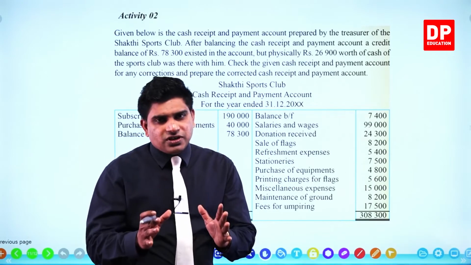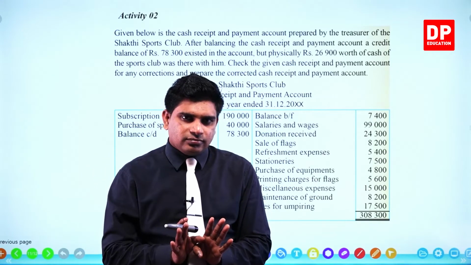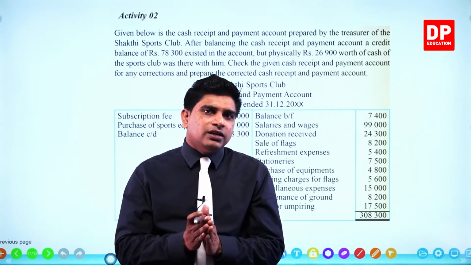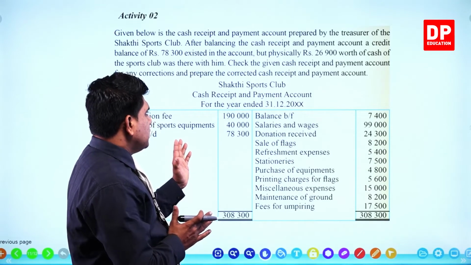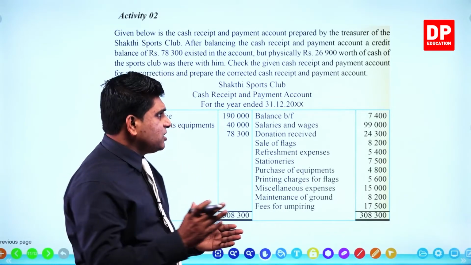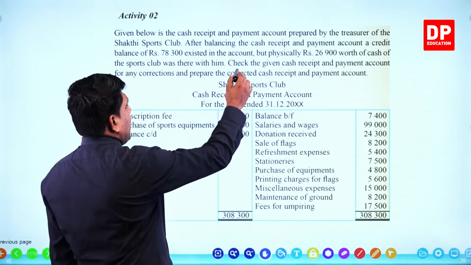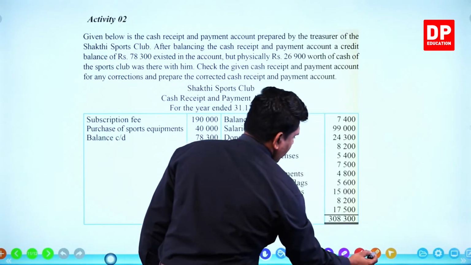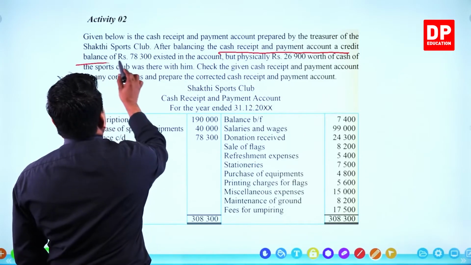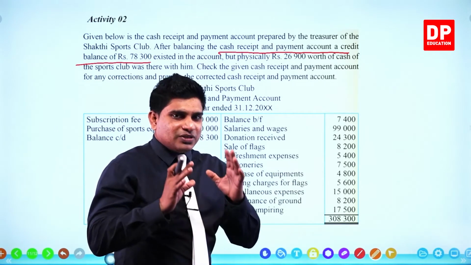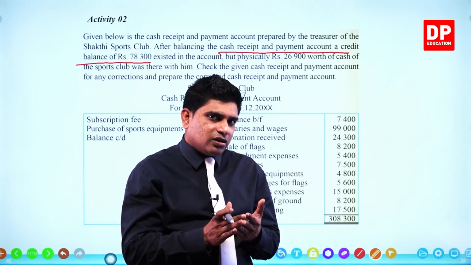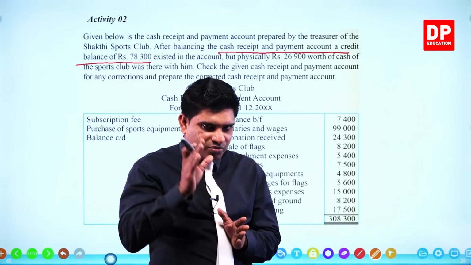Remember, in this question they have provided us the receipts and payment account from Shakti Sports Club. The treasurer has prepared this receipts and payment account, but actually it is not correct. There are some mistakes. Why do we say that? Because the question gives a credit balance of 78,300. Remember, practically there is no credit balance in the receipts and payment account. It can't happen. It means definitely there are some mistakes.